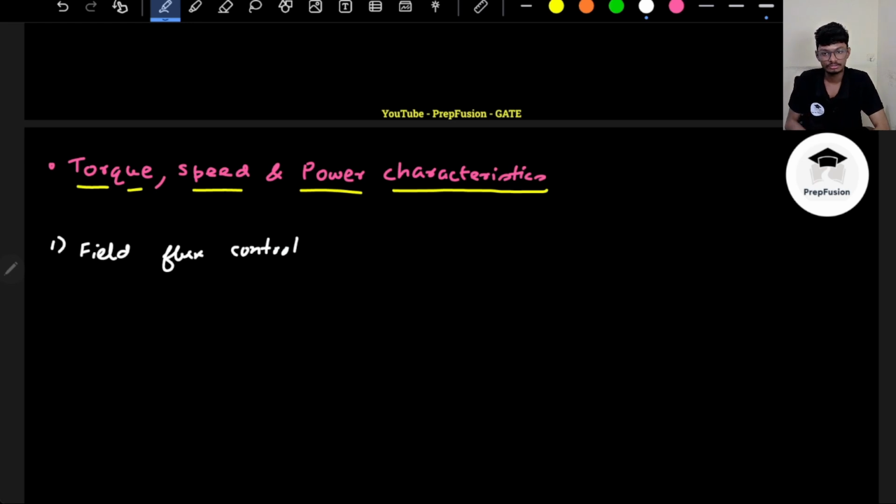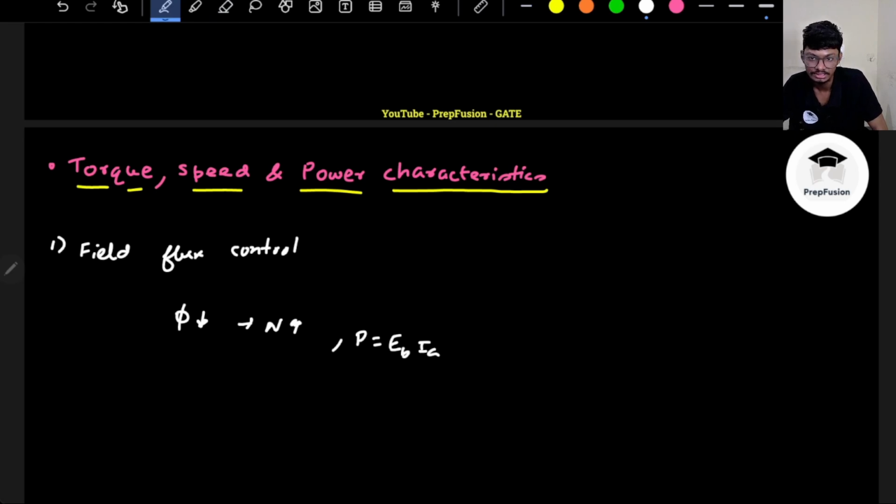So in field flux control, what did we control? We controlled the flux, right? Flux was reducing. Okay, we controlled the flux. So if flux was reducing, my speed was simply increasing, right? That is what we controlled. So what is the power? Power is basically EB into IA.